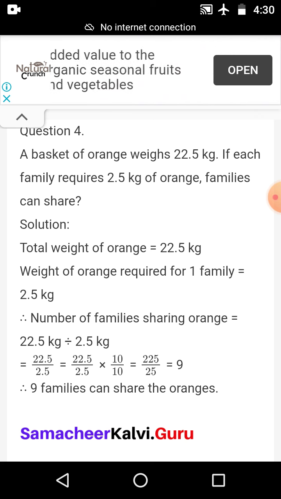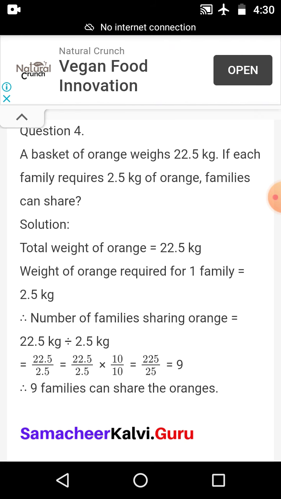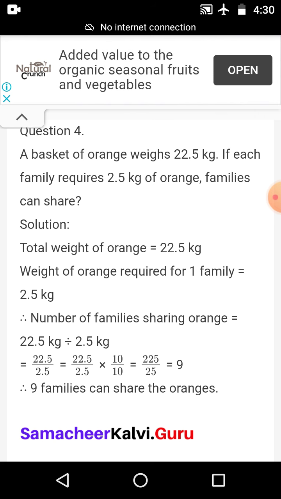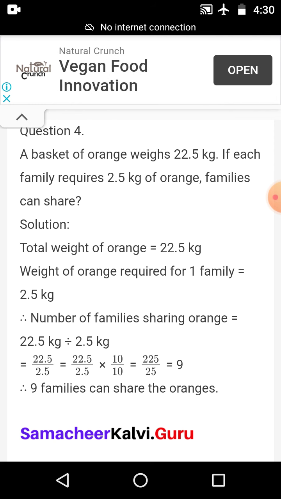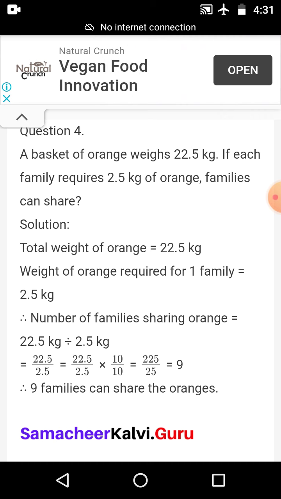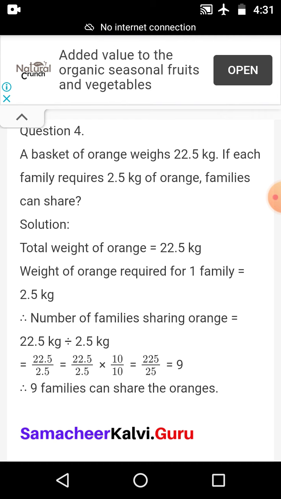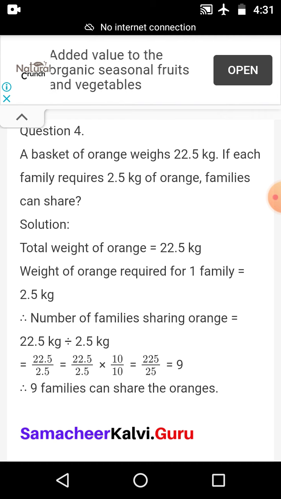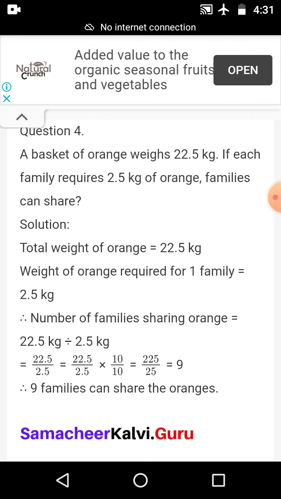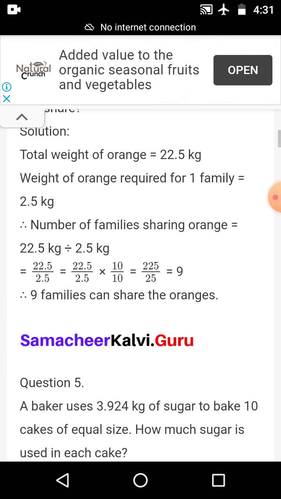A basket full of orange weighs 22.5 kg. If each family requires 2.5, we have to divide this and we can find out the number of families. So we have to do division here. First of all, write the total weight and write down each family requirement. Then divide it by the requirement, we get the number of families. See the solution and write down in your note.